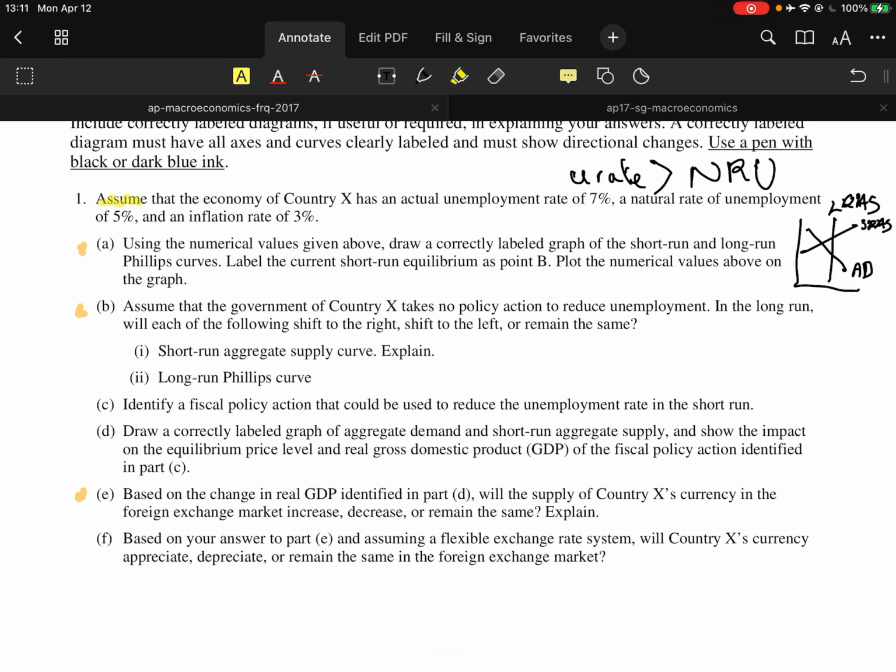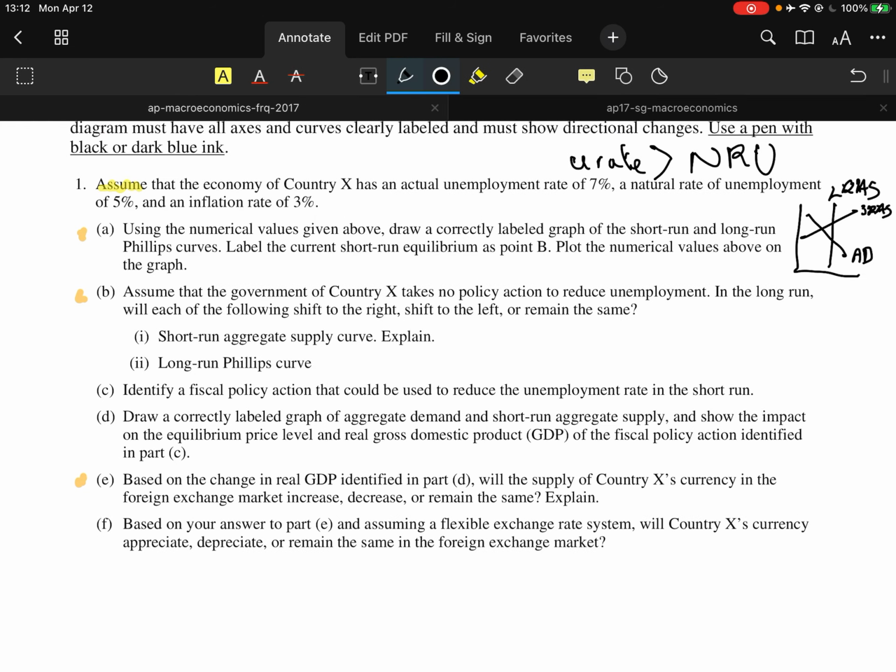Now B, assume that the government of country X takes no policy action to reduce unemployment. In the long run, which will each of the following shift to the right, the left, or remain the same? So we have 3 options. We need to pick one of them for each of little I1, SRAS, and little I2, the long run Phillips curve. So SRAS, and if you haven't tried this already, take a moment and try to figure out where SRAS is going to go. And the hint is here, our starting situation.